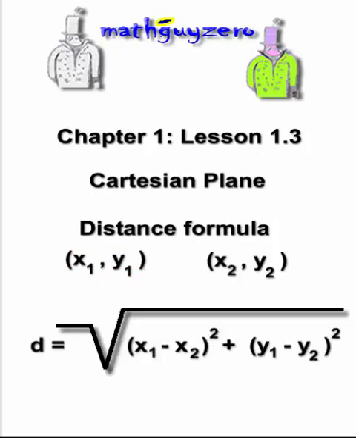Once you know what the points are, you can plug them through this formula. You find the difference between the x values, square them, add that to the difference in the y values, square them, take the square root of that. That's going to give you the distance.